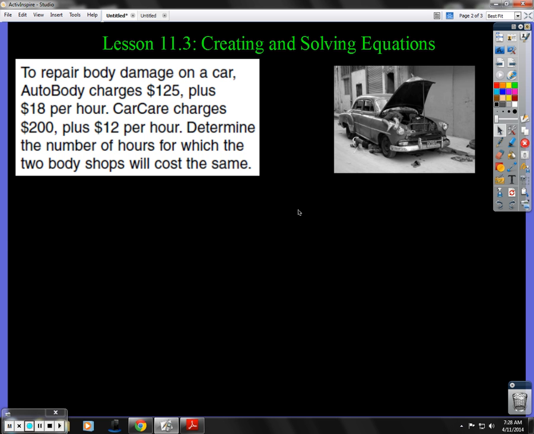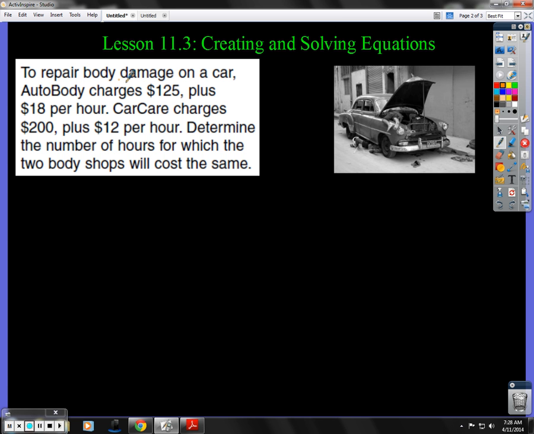So if we take a look at this first problem here, we have to repair auto body damage. Let's see if I can start all over again. To repair auto body damage on a car, auto body charges $125 plus $18 per hour. Car care charges $200 plus $12 per hour. Determine the number of hours for which the two body shops will cost the same. Okay, after first reading that, I'm confuzzled. Let's take a look at it and see if we can't break it down to some easier components here.